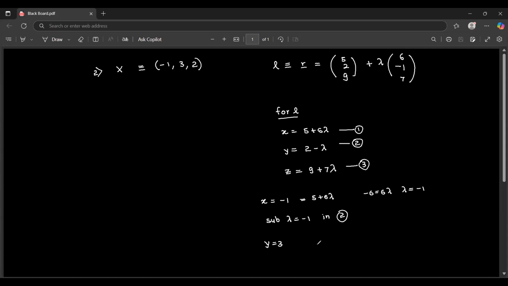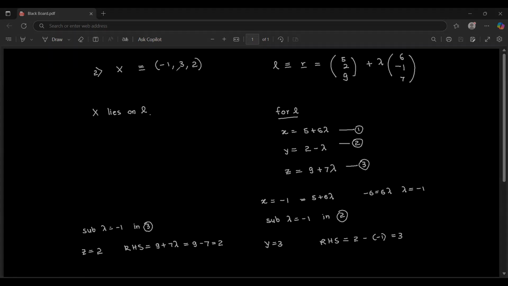So y equals 3, this is the left hand side. Now the right hand side is 2 minus minus 1, which is also equal to 3. Similarly, you will sub it for the third equation also. Sub lambda equals minus 1 in 3. So z will be equal to 2. Let's check the RHS. RHS is 9 plus 7 lambda, which equals 9 minus 7, which equals 2. So this implies that the point lies on L. Therefore, you can't come up with the vector equation for the plane because the equation will be an equation for a straight line.